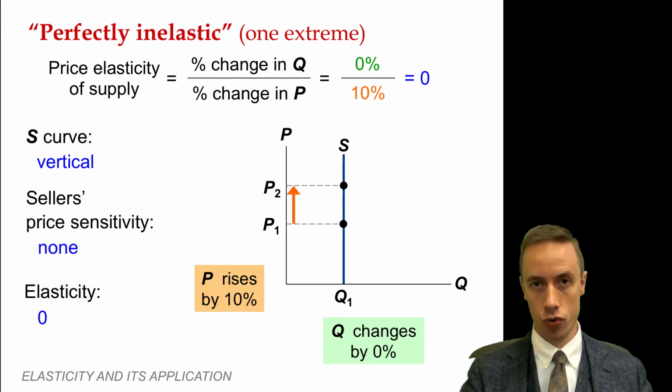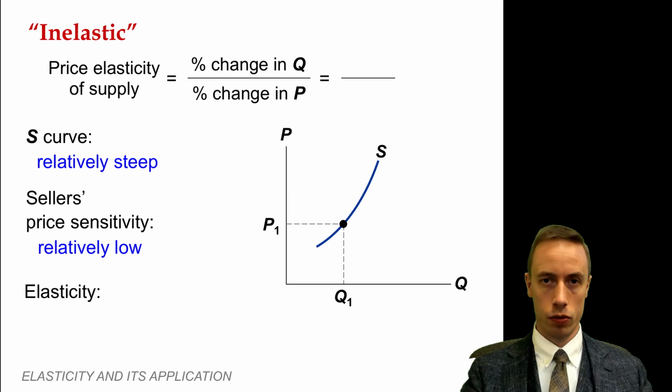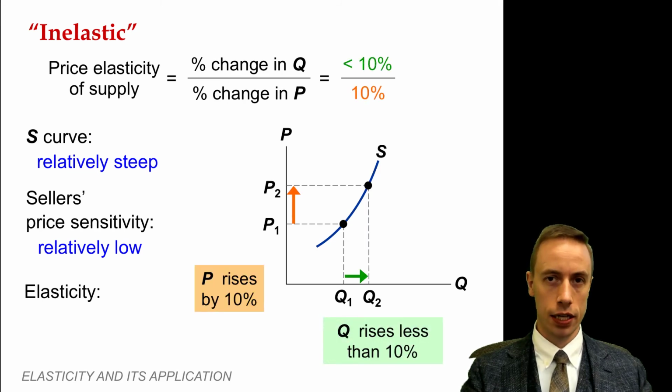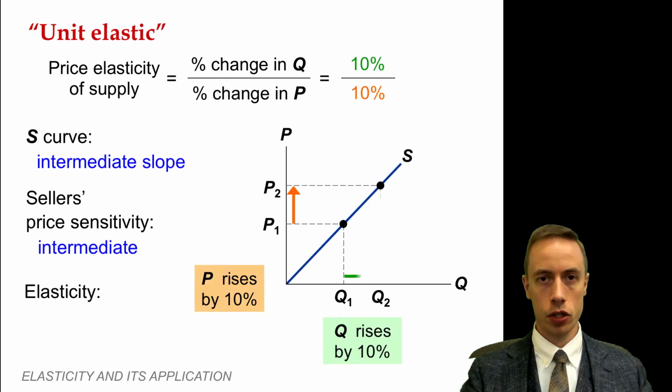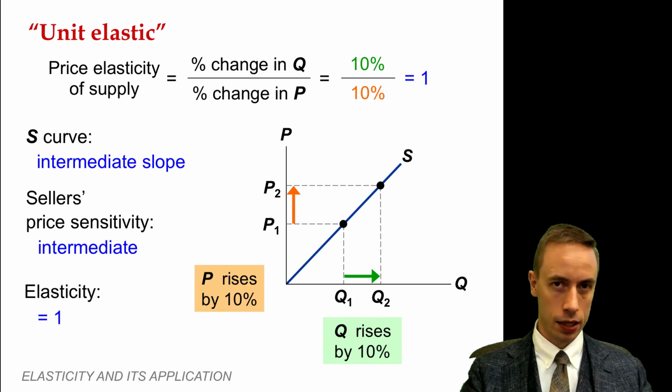All right, so this is the extreme case. In general, when we've got an inelastic supply, so the percent quantity is less than the percent price, the number is less than the number 1. These are the products where it's hard to make more of them. We also have the concept of unit elastic on the supply side, elasticity being exactly equal to 1.